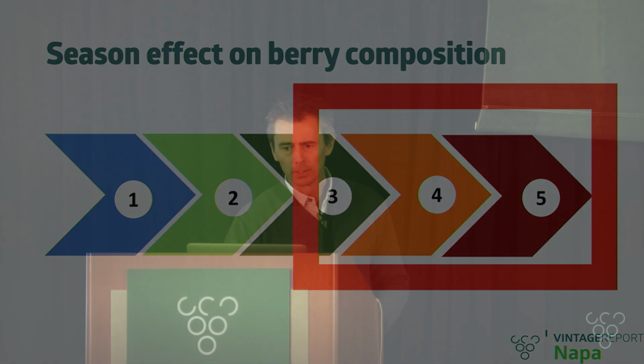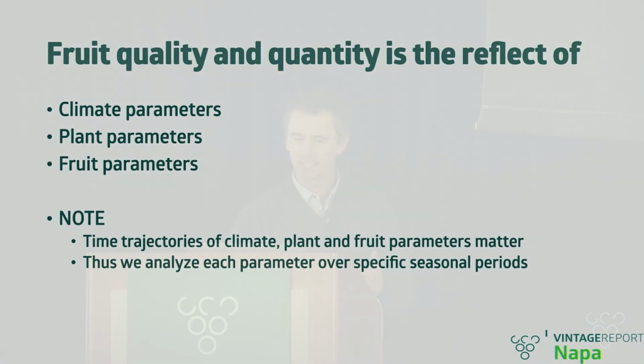So what I have done is looking extensively at the literature to help being guided when building an understanding of how period 1, 2, 3 perceived at a plant and measured at a climatic level will have a carryover effect onto berry composition as it is being measured during period 4 and 5.